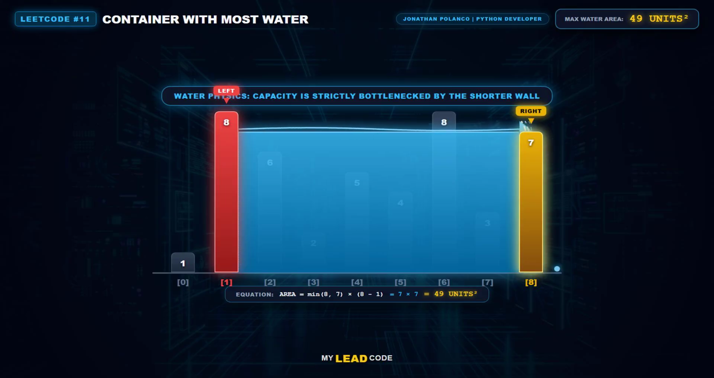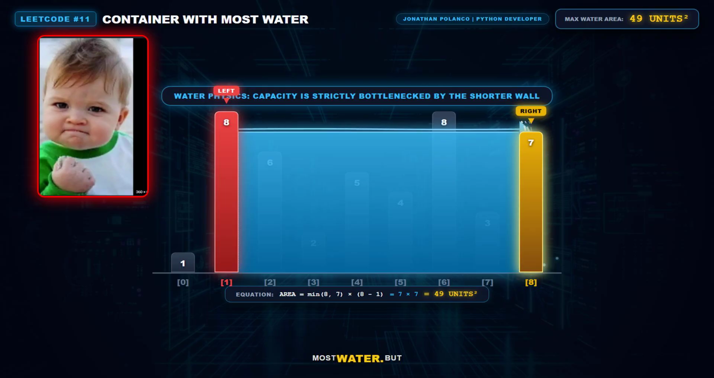Welcome back to my LeetCode Visually Explained series. Today we're going to be going over LeetCode number 11, the container with most water.